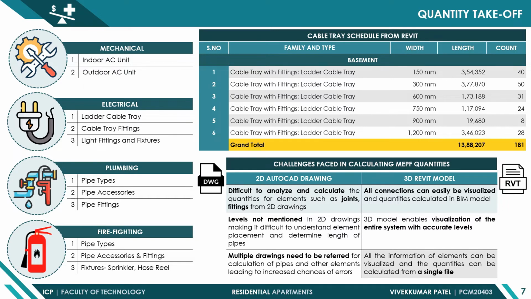The challenges faced during the calculation of the MEPF quantities are shown for 2D CAD drawings and the 3D Revit model. In the 2D drawings, it is difficult to calculate the quantities for elements such as joints and fittings, but in a 3D model it can be easily calculated. Then in 2D drawings, levels were not mentioned, which makes it difficult to understand the element placement and to determine the length of pipes, while in a 3D model, every element can be placed at the accurate levels and quantities can be easily extracted.